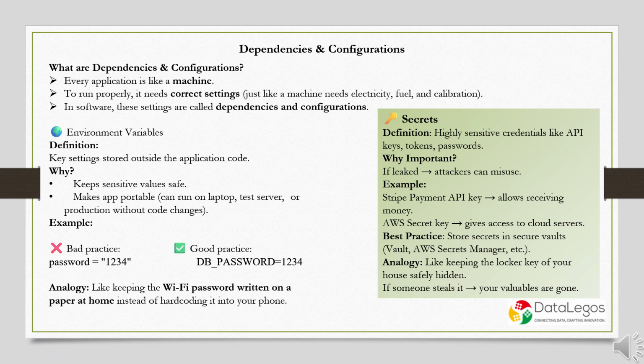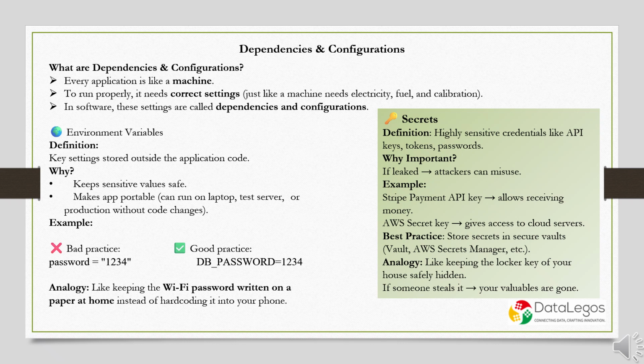What are dependencies and configurations? Every application is like a machine. To run properly, a machine needs the right settings like electricity, fuel, and proper calibration. In software, these settings are called dependencies and configurations. If they're wrong, the app won't work properly, no matter how perfect the code is. Let's explore them one by one.